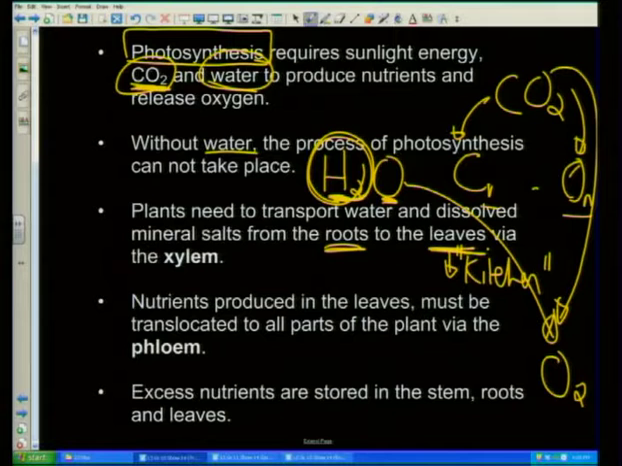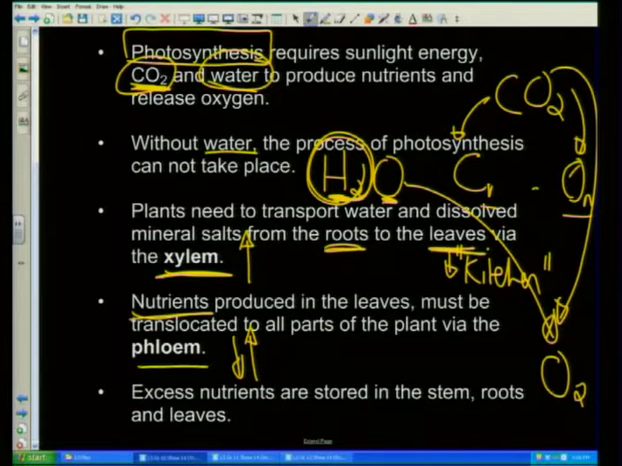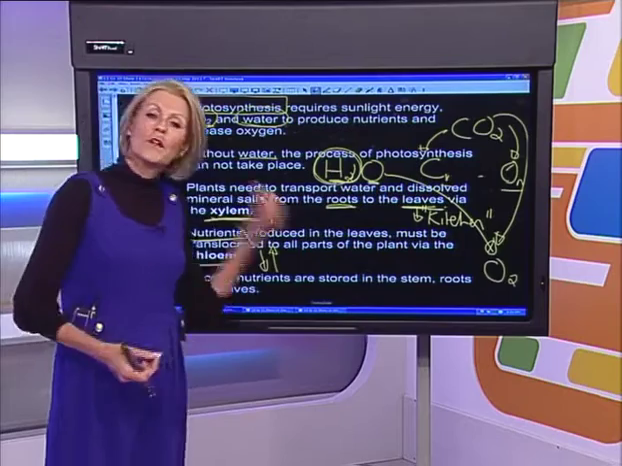Okay, the leaves are the kitchen. And how does it do it? Remember the xylem. The xylem carries water up a plant only. Then, once the nutrients have been produced, they're going to move up and down the phloem to be stored in either the roots or the stem or the leaves.